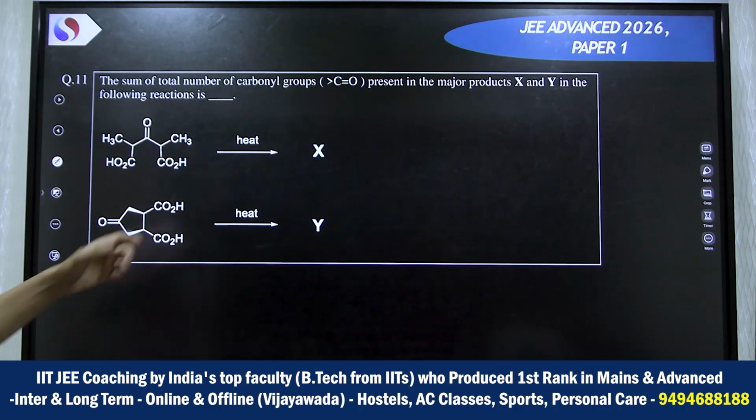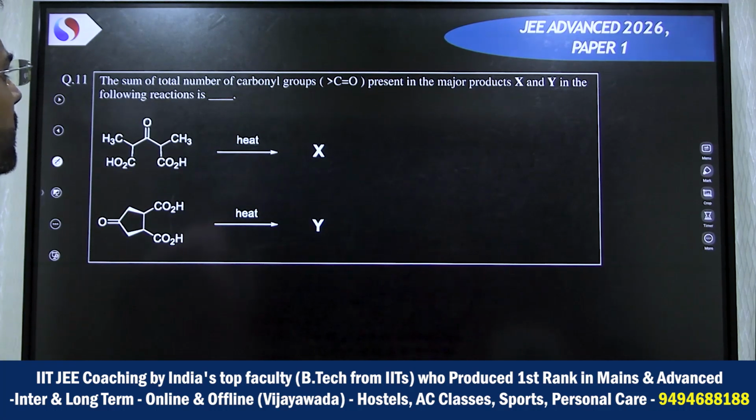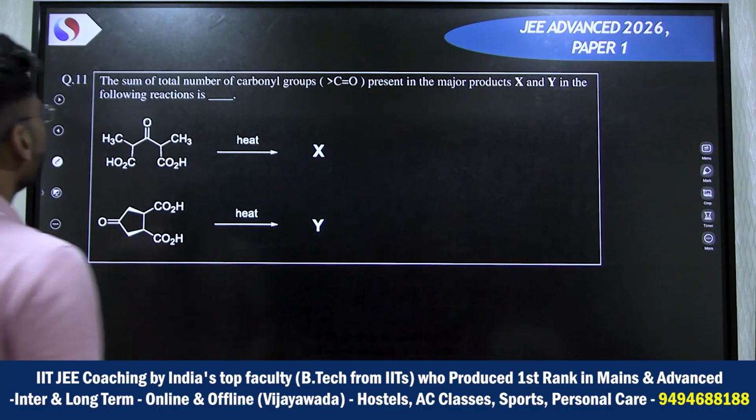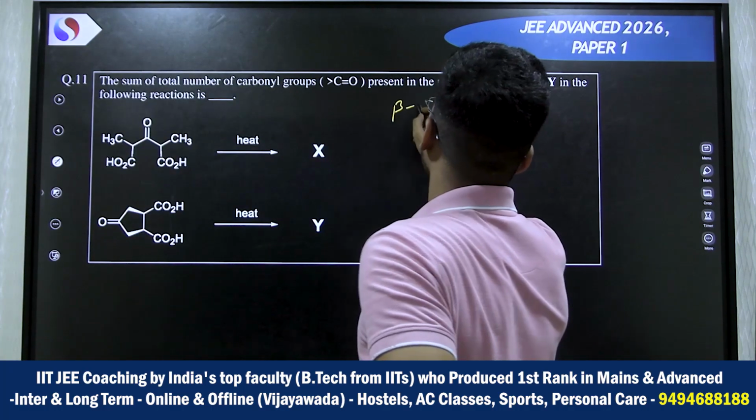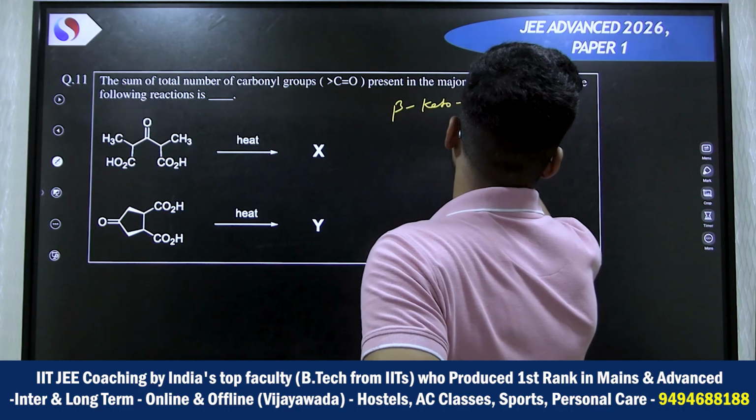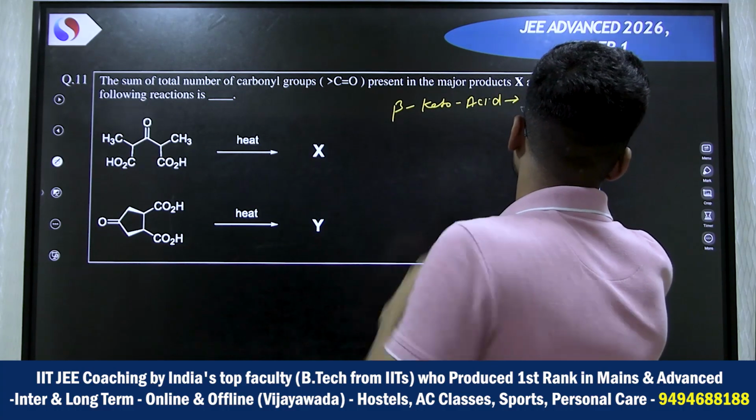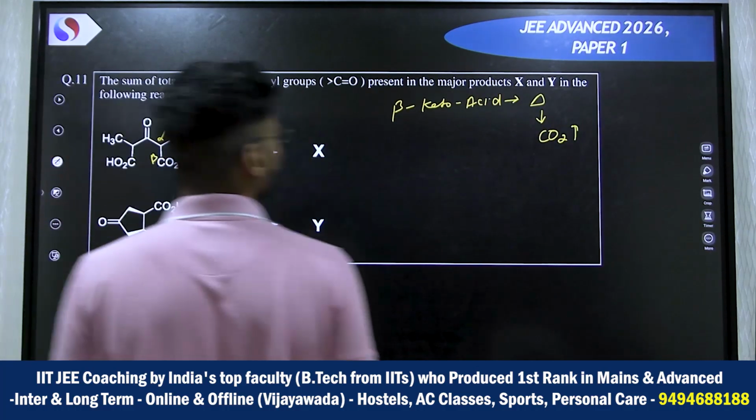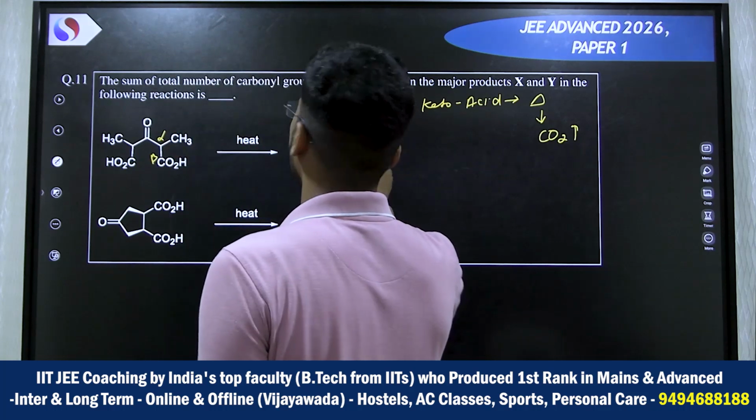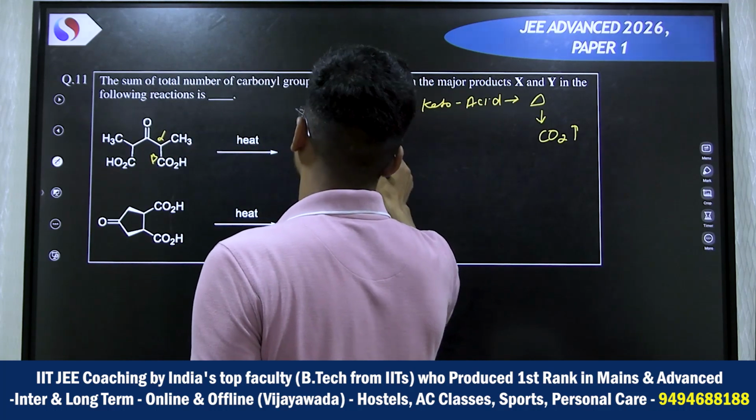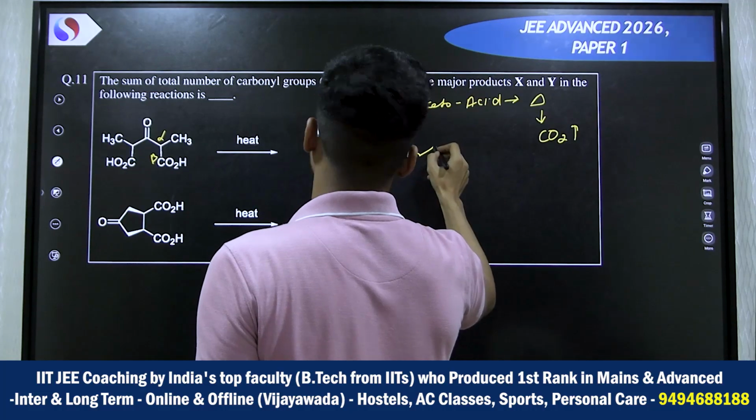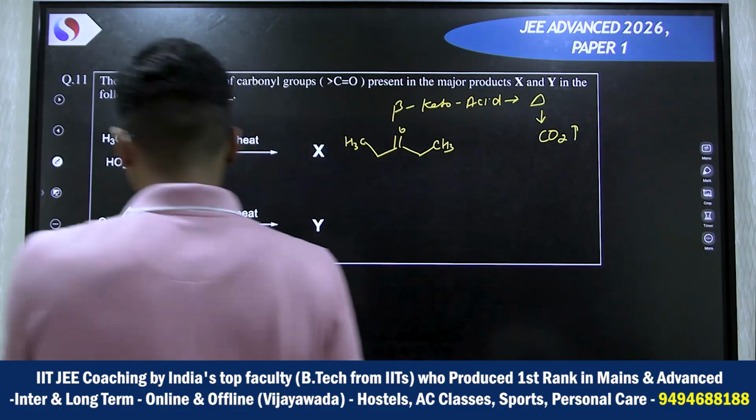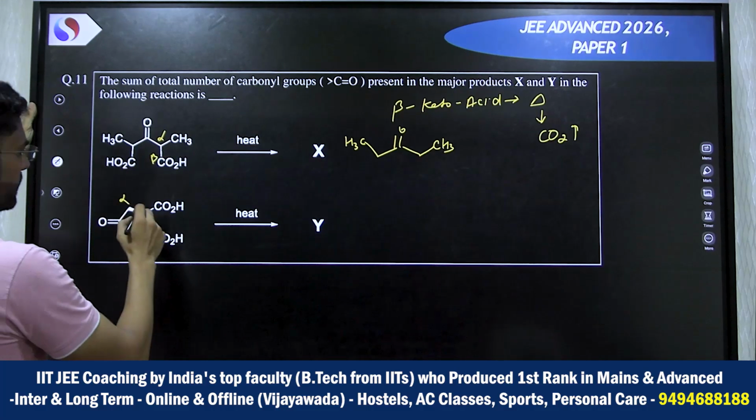Next, this is a very simple question. The sum of the total number of carbonyl groups present in the major products X and Y following the reaction. So what is given here? One thing we know is that a beta keto acid, if you heat it, CO2 will be liberated. So beta keto acid means CO2 will be removed. What will it give? CH3 C double bond O. In this case, this is alpha, this is beta, this is gamma.